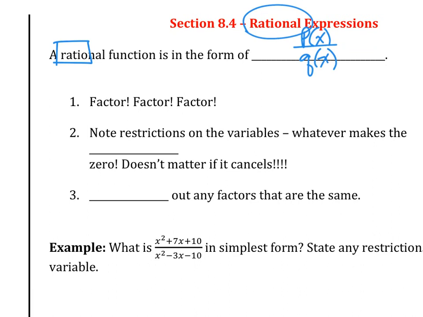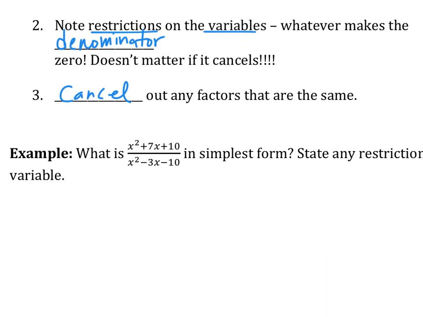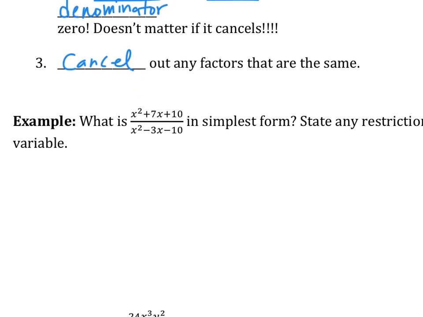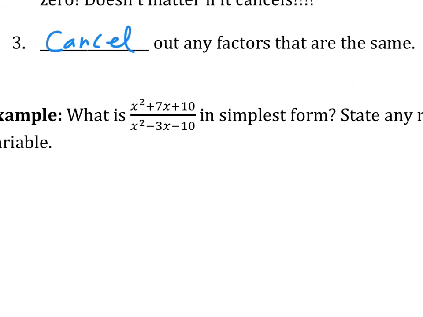First thing is factor, factor, factor. You always want to factor as much as possible. The second thing is know the restrictions on the variable. That means whatever makes the denominator 0, before we cancel. The third thing is we're going to cancel out any factors that are the same, and we're done. So very easy. So for example, the first one. What is this in the simplest form? State any restrictions on the variable.